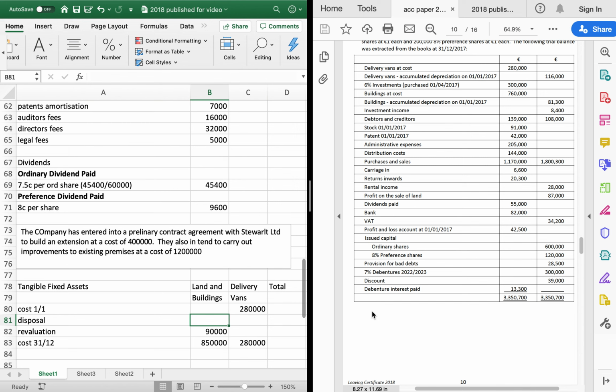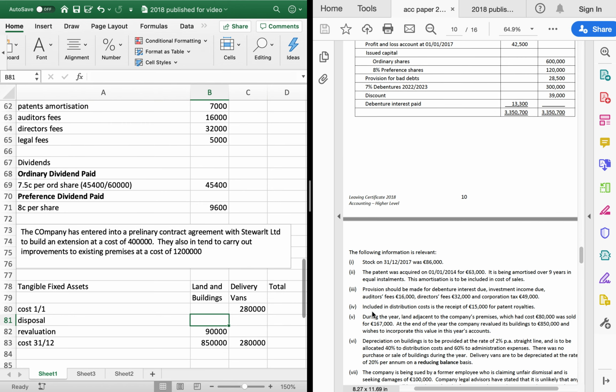But we also know we got rid of buildings during the year. So we got rid of land, because it tells us that during the year, land which had cost 80,000 was sold. So we have to work out what we started the year off with. Some number minus 80,000 plus 90,000 is 850.